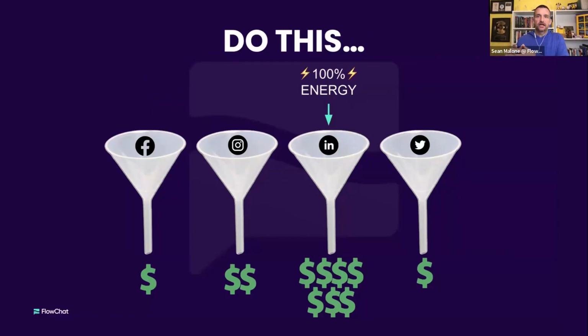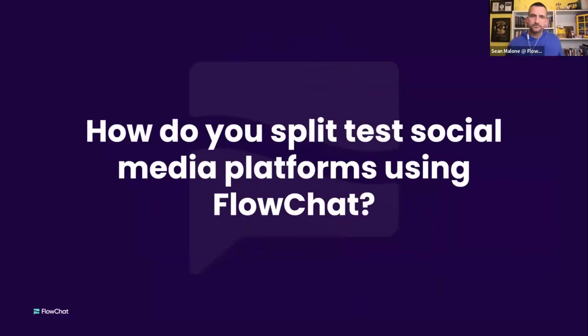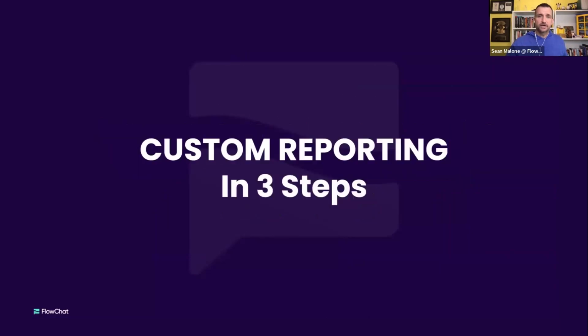Same concept, right? If you're going on a road trip, you don't really necessarily need the snacks and the clothes, but you do need the gas to get there. And so the idea is to stay focused on the place or the platform that's bringing you the biggest revenue. Really, really simple and easy to remember that. So the question becomes, how do you split test social media platforms using FlowChat? And I'm glad that you asked, because we're going to show you custom reporting in three steps, right?